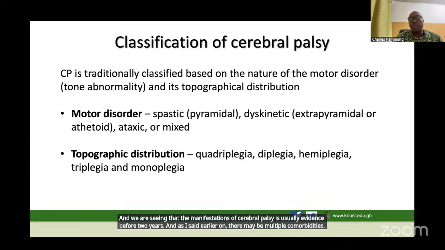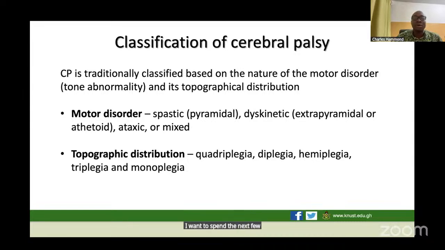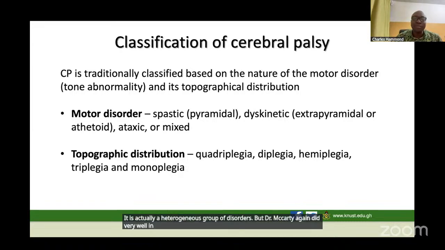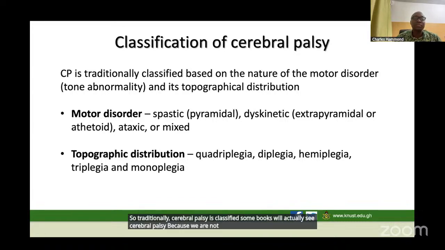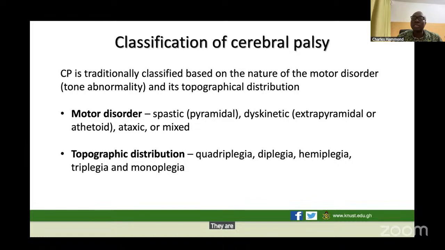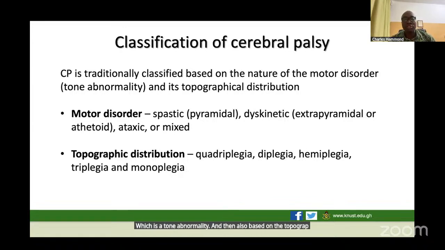I want to spend the next few minutes classifying cerebral palsy because they are not all the same. It is actually a heterogeneous group of disorders. But Dr. McCarthy again did very well in classifying for us, making my work a bit easier. But I'll still go through the slides anyway. So traditionally, cerebral palsy is classified. Some books will actually say cerebral palsies because we are not talking of one condition. They are classified based on the nature of the motor disorder, which is a tone abnormality, and then also based on the topographical or anatomical distribution.